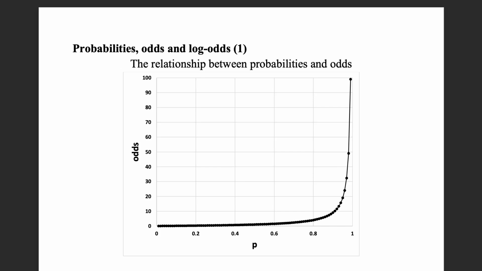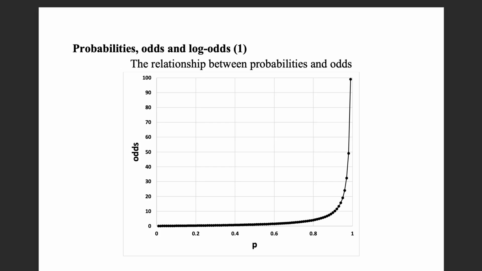So I made an Excel sheet where I just plugged in different potential values for probabilities ranging from 0 to 1. And then I calculate the corresponding odds for those probabilities. So I took every probability and calculated that probability divided by 1 minus that probability to give me the odds. That was the second variable in my Excel sheet, and then I made a graph where I put the original probability on the x-axis and the odds on the y-axis. This graph shows us the relationship between probabilities and odds.